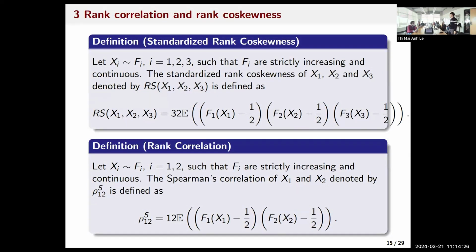Okay, in section 3, we generalize our result by using the rank correlation and the rank coskewness. Here are the definitions for the rank coskewness and the rank correlation. The standardized rank coskewness of X1, X2, and X3 is defined as Rs(X1, X2, X3) equal to this. This definition is also from my first paper. And the rank correlation, or the Spearman's correlation, of X1 and X2 is defined as this one.